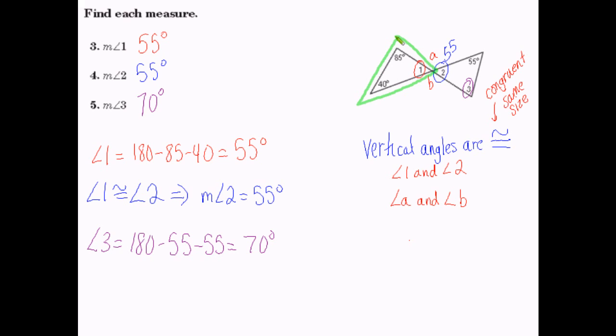And we found the first angle, angle 1, by subtracting those two from 180. Okay, angle 1 and angle 2 are going to be equal because they're vertical, across from each other. So you subtract 55 minus 55 to get angle 3. So I found angle 1, and then that told me angle 2, and then I subtracted again to find angle 3. Good?